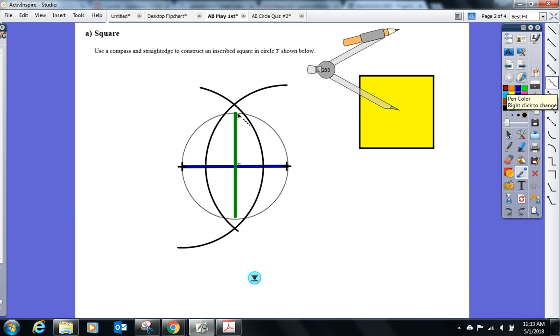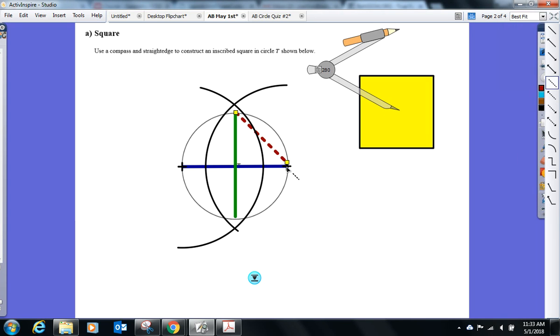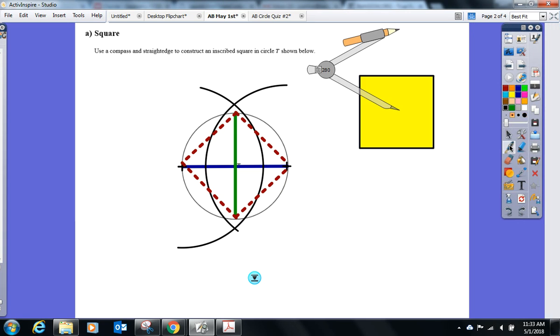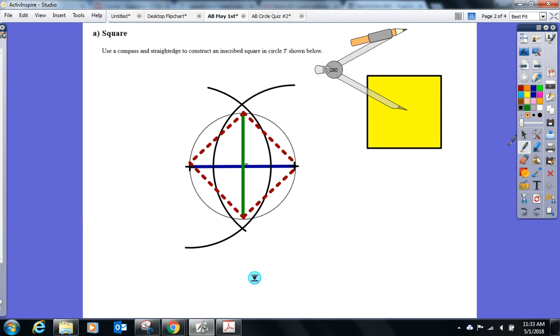Ready? Here's one side of the square. Second side. Third side. And finish it off. I know all four sides are congruent because the four arcs were congruent. And if the arcs are congruent, so are the chords. There is your square inside a circle.